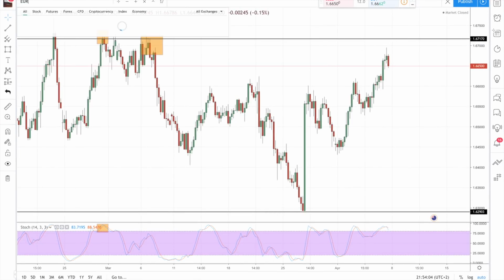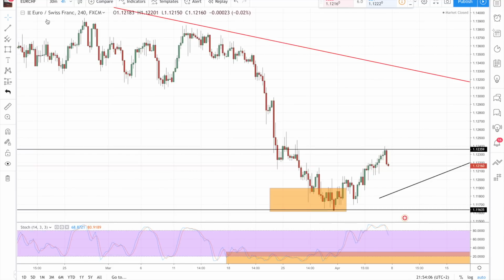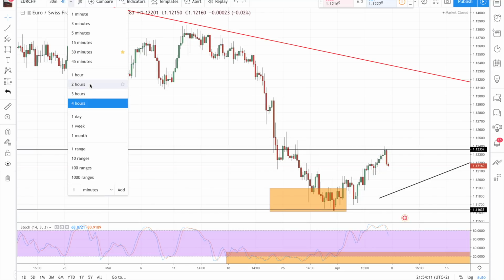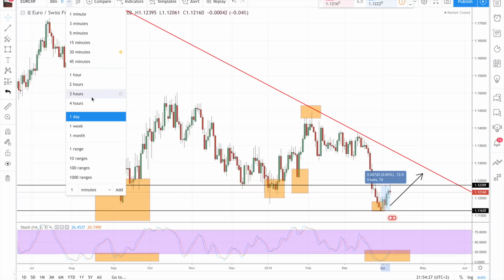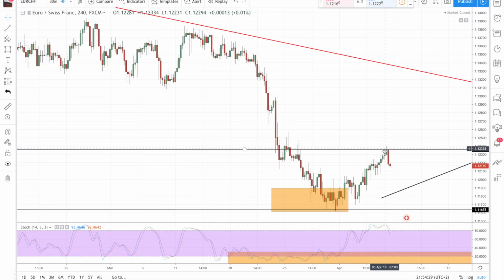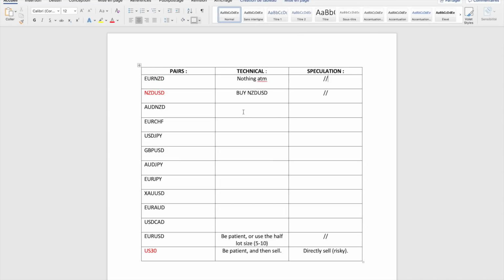Now for EUR/CHF. This is what happened last week. If you remember, I called the buy entry over here when we had the candle, and as you can see, it went up. So if you held the trade until the level was reached, you had like 72 pips, and yeah, it went up like I said. Now it's projected on the 4-hour, it touched the resistance, that's why it finally dropped. But at the moment, for EUR/CHF, sorry, also nothing at the moment.